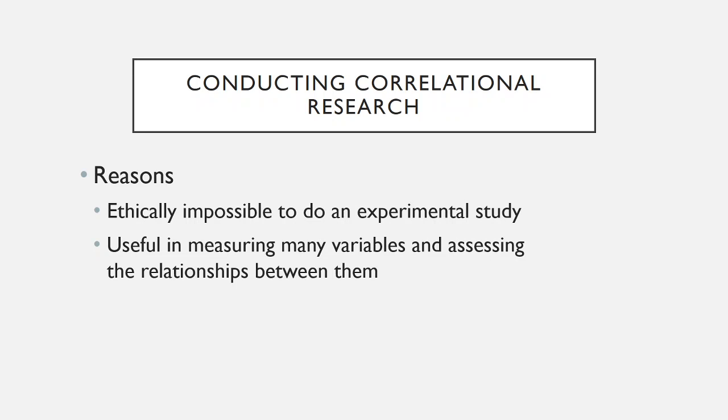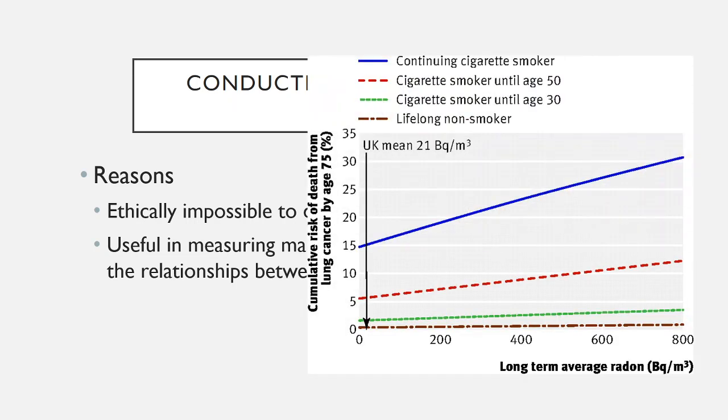But another important reason is that sometimes it's ethically dubious or even impossible to do an experimental study where you, the researcher, are manipulating your variables. So if you're interested in the relationship between variables that you can't meaningfully manipulate, correlational research is going to be a really useful way to try and pin down which variables are associated and in which way. One example is variables that we know are related, but it might be ethically impossible to actually manipulate them.